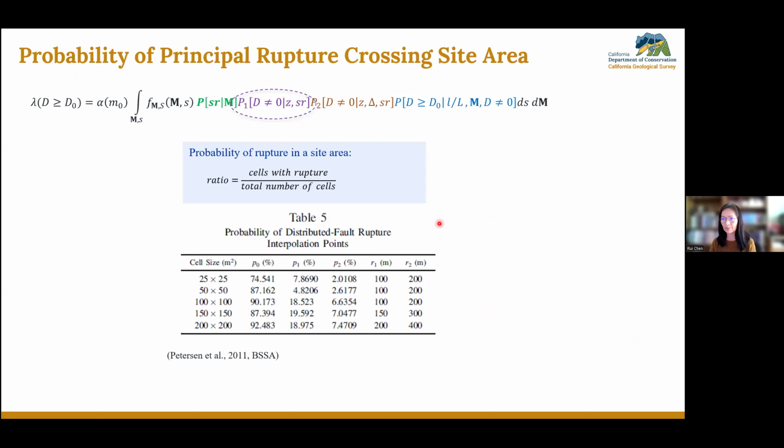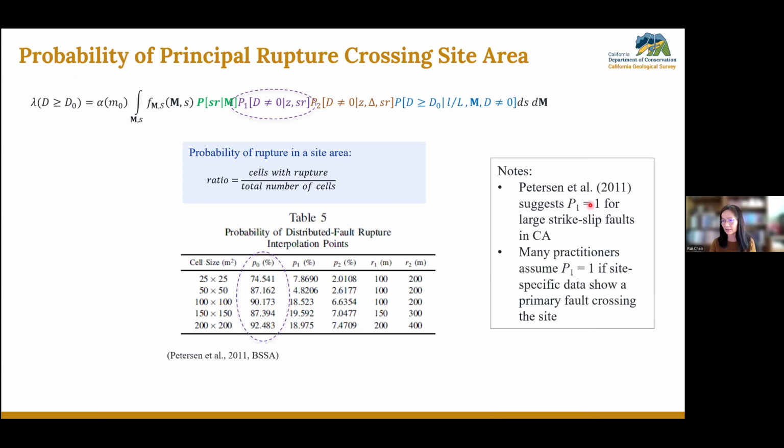Probability of rupture crossing the site. One method to determine this probability is using cell counting approach, where the probability is equal to the ratio of cells with rupture and the total number of cells at a given rupture distance. Now, for principal rupture, which is at the 0 distance, Peterson et al. 2011 derived these ratios. However, they suggest for this probability term to be 1 for large strike slip faults in California. And many practitioners also assume this probability to be 1 if site-specific data show a primary fault crossing the site area.